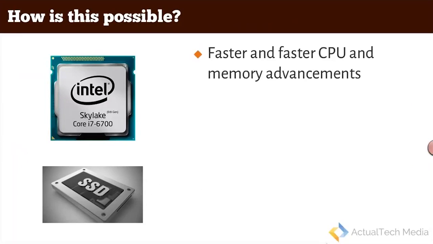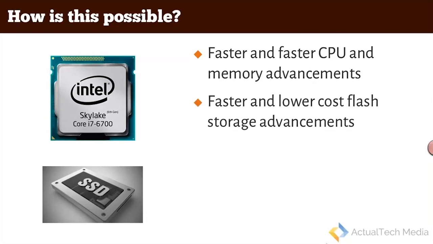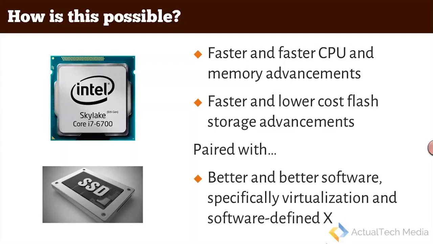So how is this possible? You have faster and faster CPUs and memory advancements. Memory is more and more dense. Today's servers can handle the needs of software-defined storage and software-defined networking. They can handle those needs that they couldn't handle in the past. The capacity just wasn't there. We also have faster and lower cost flash storage. The storage capacities of flash are increasing pretty rapidly, and as we know with flash, the latency is very minimal compared to traditional storage. So by having all of these components brought together and paired with better, faster, more efficient, better designed software that's usually using virtualization, we can really do some amazing things today.